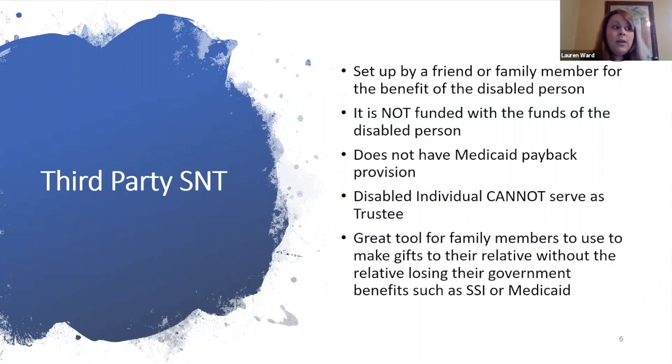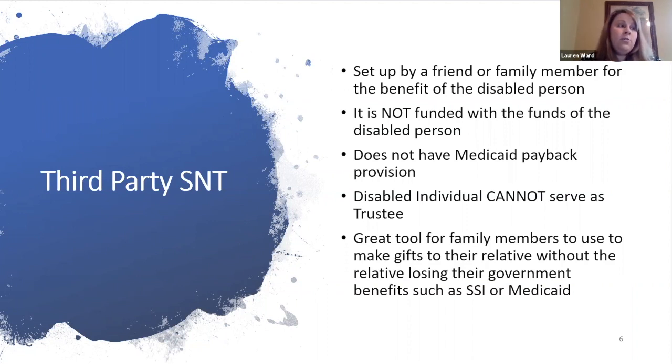For instance, you can have a third-party supplemental needs trust set up so that when you pass away, your assets will go straight into the trust. It was never given to the person individually. It is your assets passing directly to the trust, not passing to the disabled individual.